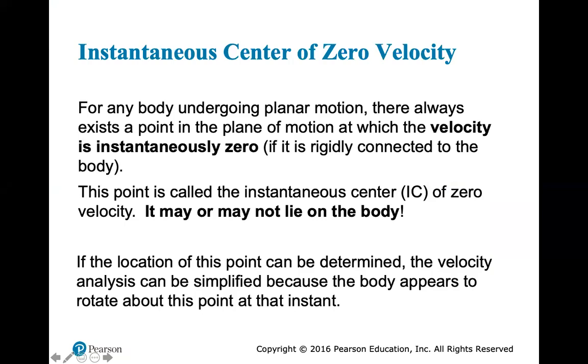So for any body undergoing planar motion, there always exists a point in the plane of motion at which the velocity is instantaneously 0 if it is rigidly connected to the body. This point is called the instantaneous center of 0 velocity. And they emphasize in bold, it may or may not lie on the body. And typically it doesn't. The example we saw in the last slide showed that. And then there are ways to figure it out.